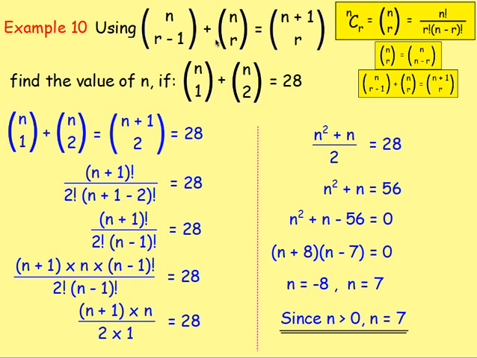For this one, again, we're using this other property. For this other property, what we've got is n choose r take away 1 plus n choose r equals n plus 1 choose r. So find the value of n if n choose 1 plus n choose 2 equals 28.